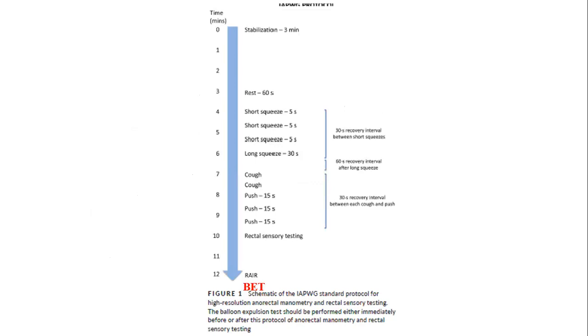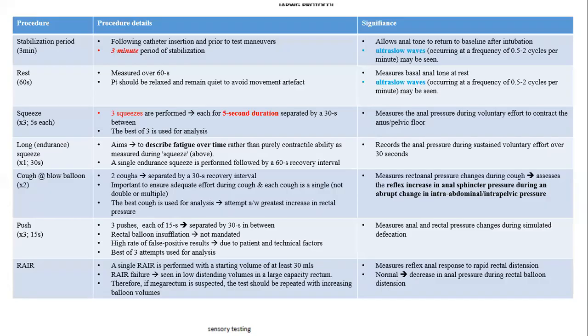So this is in fact the algorithm for a high resolution anorectal manometry. Upon insertion, there are steps to follow: stabilization for 3 minutes, then rest, and then there's short squeeze, endurance squeeze, cough, push, rectal sensory testing, and also balloon expulsion test. The RAIR can also be assessed during the sensory testing.